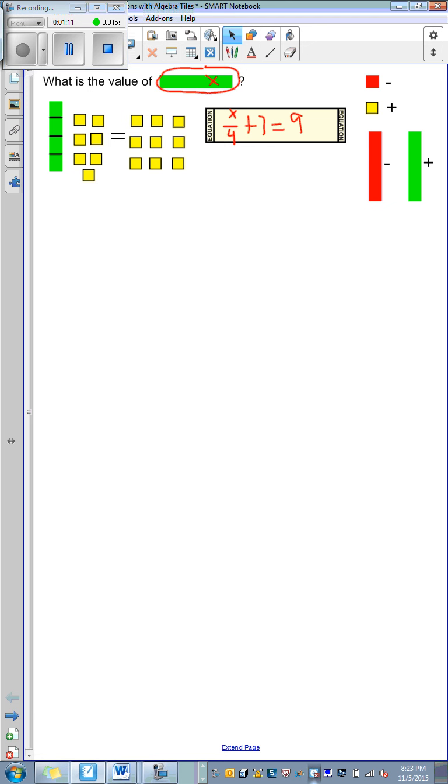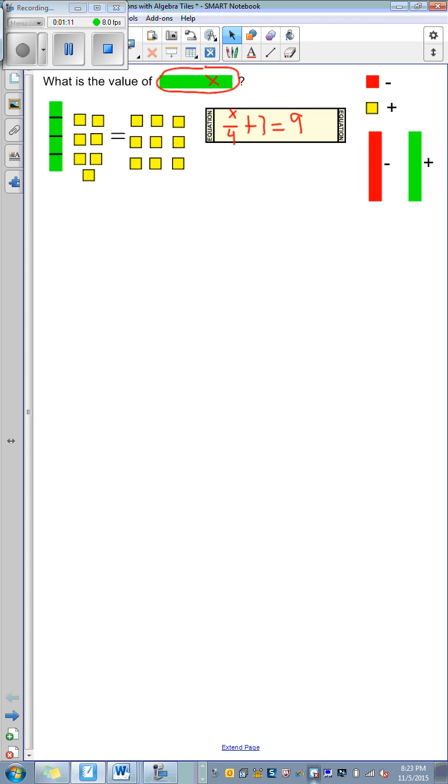Hi, today we are going to look at how to solve equations using algebra tiles. Oftentimes we're given an equation and we're told to do the inverse operation, and we don't really understand why we're doing that. So we're going to look at what to do with algebra tiles when solving one-step or two-step equations.